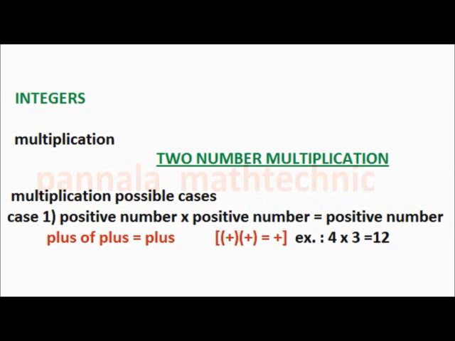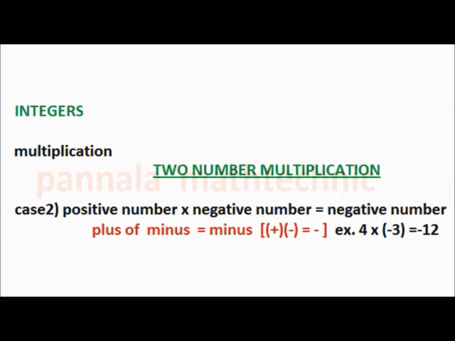Possible cases. Case 1. A positive number when multiplied with a positive number results in a positive number. So plus of plus is equal to plus. For example, a positive number 4 and another positive number 3, when multiplied, the result is a positive number 12.